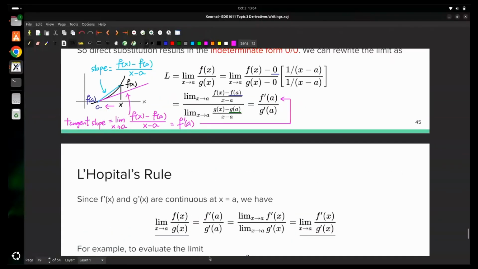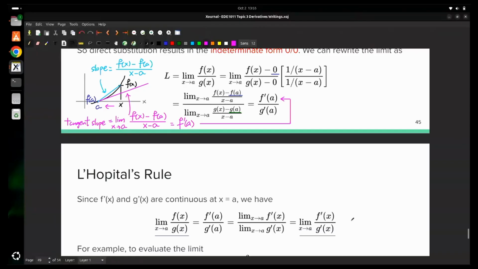If you get a 0 over 0 limit for f over g, then basically what you can do is differentiate each of the functions f and g on their own. Then after that, re-evaluate the limit again. Okay, and you can do this as long as you have 0 over 0. So let's say after you differentiate one time, you still get 0 over 0. Then never mind, differentiate again. So you keep on differentiating until you get the limit.